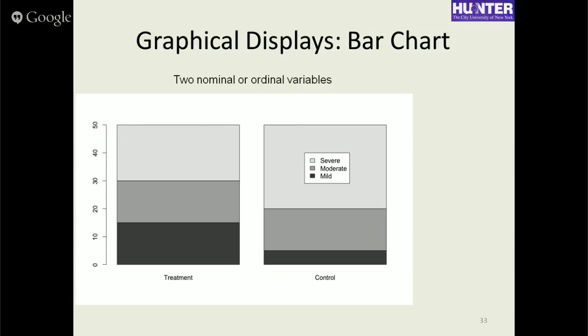So you can look at this and see, okay, there are 50 each who receive treatment and control. In the treatment group, there are more or less equal numbers of people reporting mild, moderate, and severe pain. And in the control group, there's a much bigger chunk of people reporting severe pain. So it's a very descriptive, compact description. There's no equivalent of this in pie charts. You can't do a two-way pie chart.